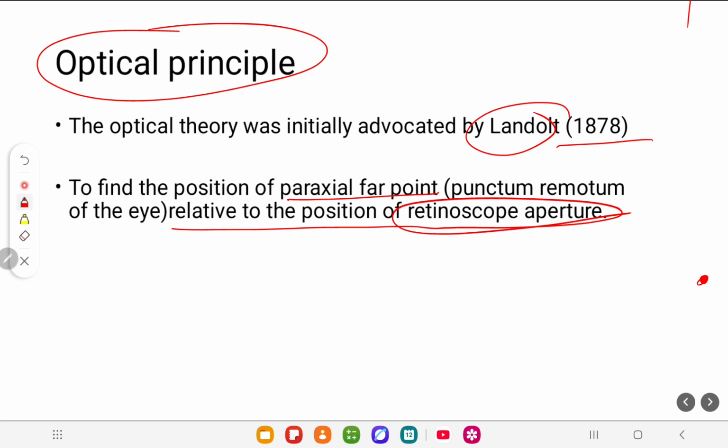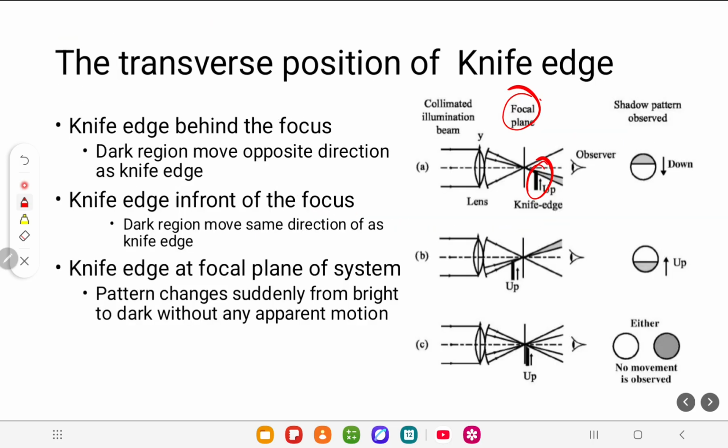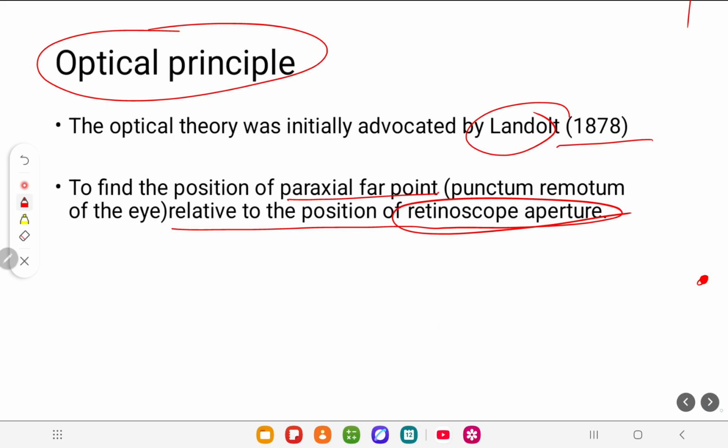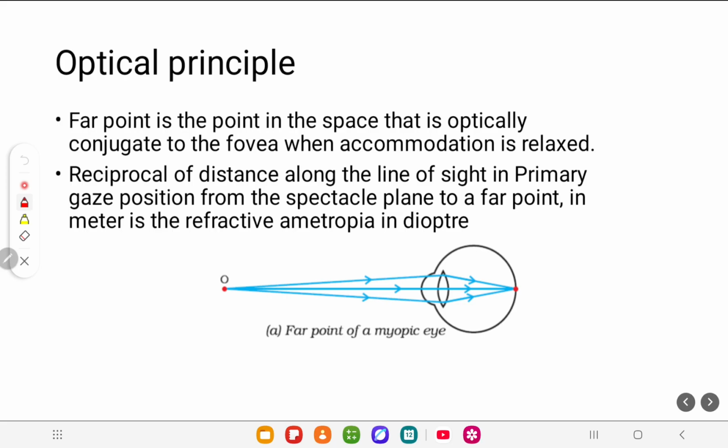It's basically the knife edge principle. Here we have the knife edge, that is the peephole, and here we have the focal point. So in relation to the focal point, we understand.